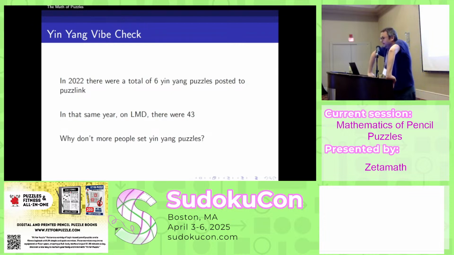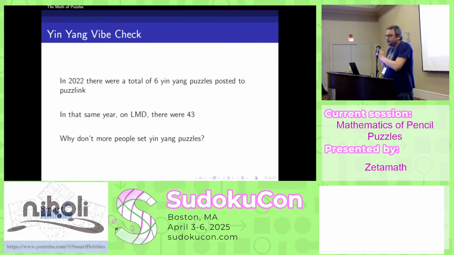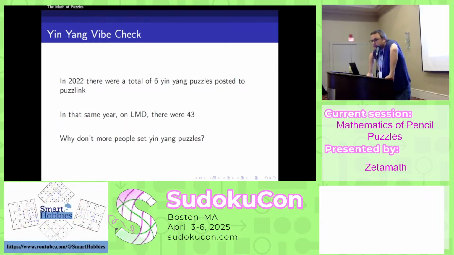And so a question you might ask is, why don't people set more yin-yang puzzles? And maybe you could say, why do people on LMD like yin-yang puzzles more than people on Puzzlink? Because there are at least an order of magnitude fewer puzzles posted on LMD than there are on Puzzlink. But nonetheless, we have this thing. And I think the reason is very simple. Puzzlink is mostly populated by people who set a bunch of puzzles. And no human has ever set more than one yin-yang puzzle. Because you set one, and you find out very quickly just how much the puzzles break.